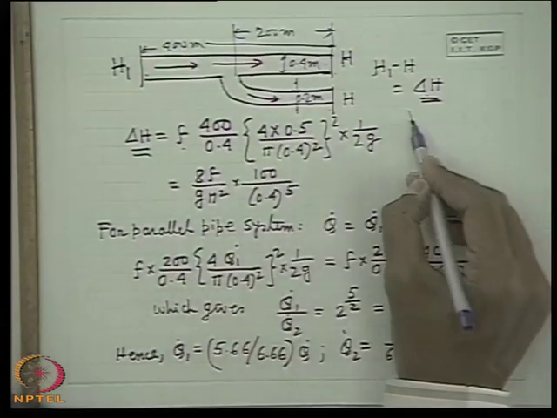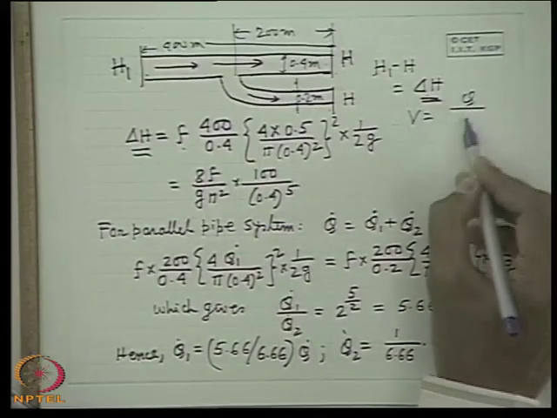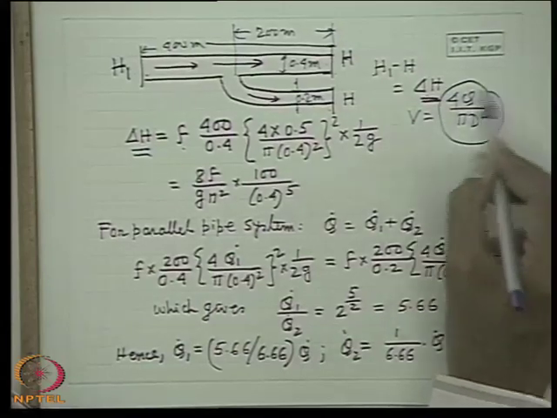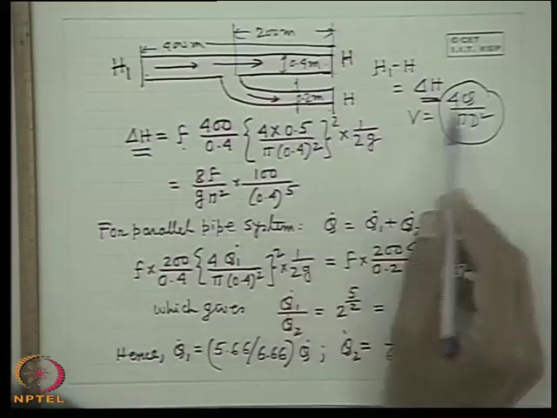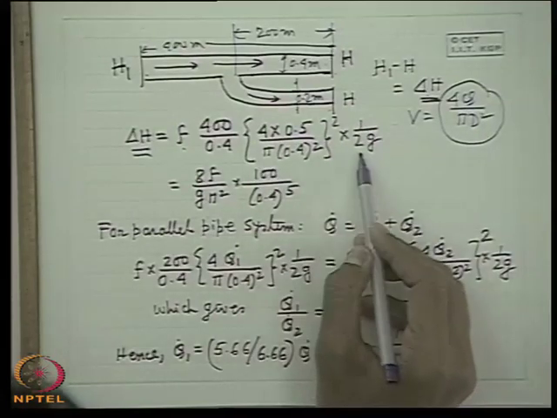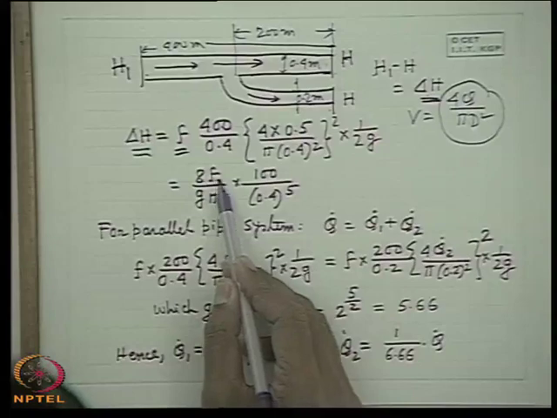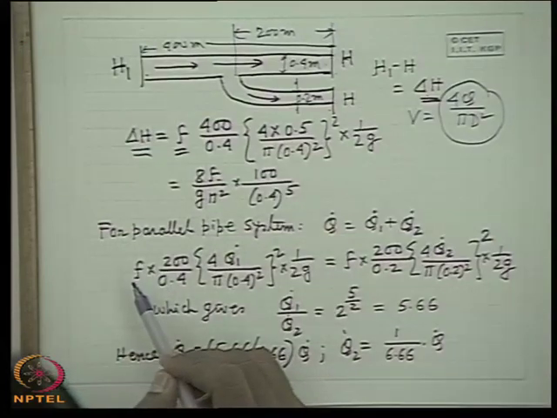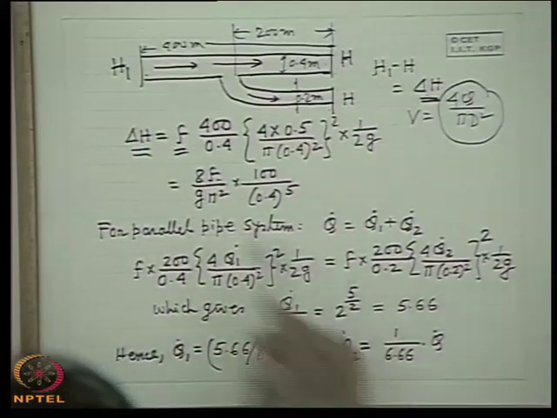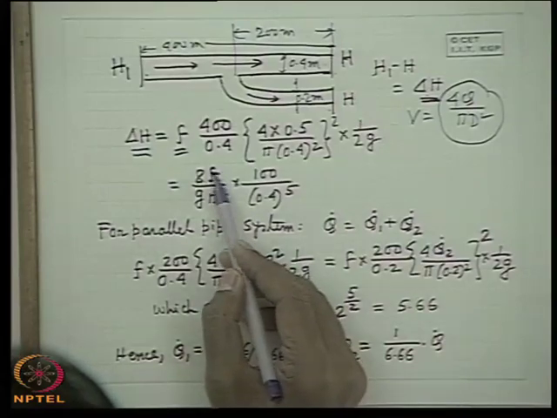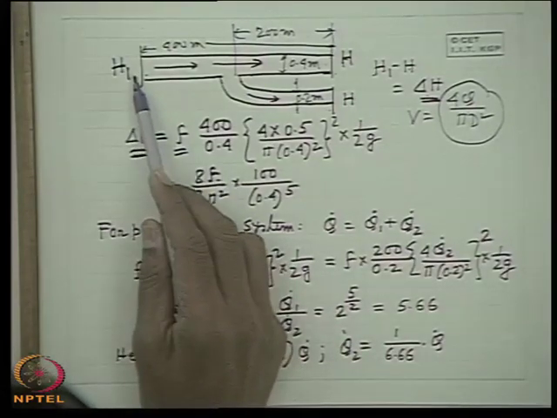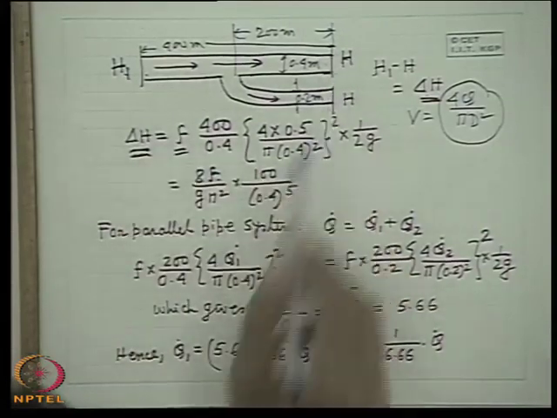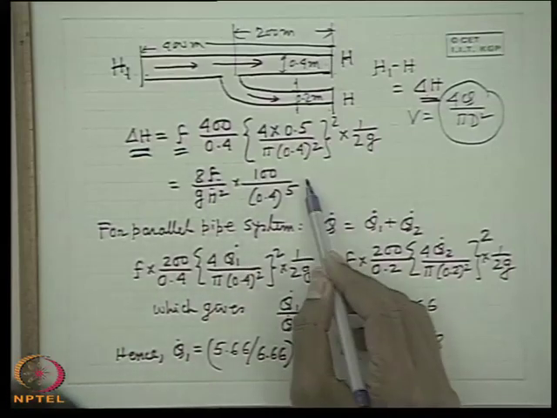V is always Q by A, which is pi D square by 4, so for a circular cross section pipe this is the value of V. When Q is 0.5 meter cube per second, I substitute this value, from which I get the friction factor value. This I have already seen earlier, always 8f by g pi square coming. Sorry, friction factor is not found because delta H is not given. So from the friction equation for a single pipe, I make a relationship between the head causing the flow and the friction factor in this fashion.